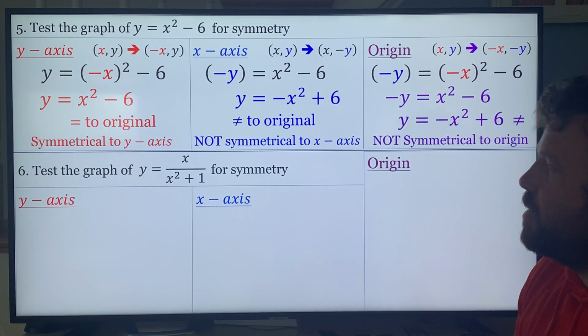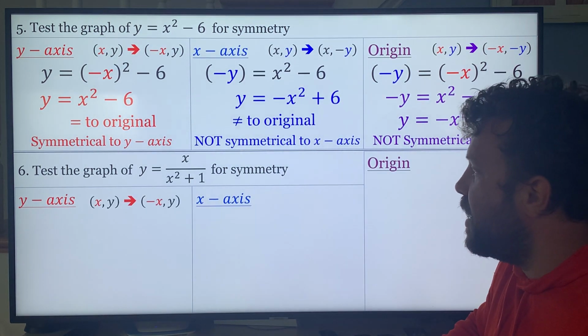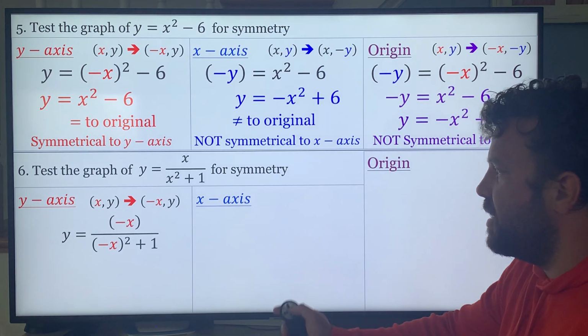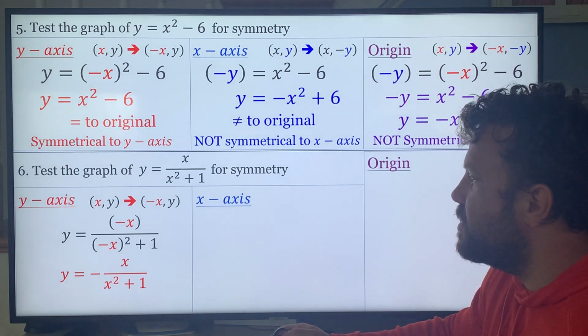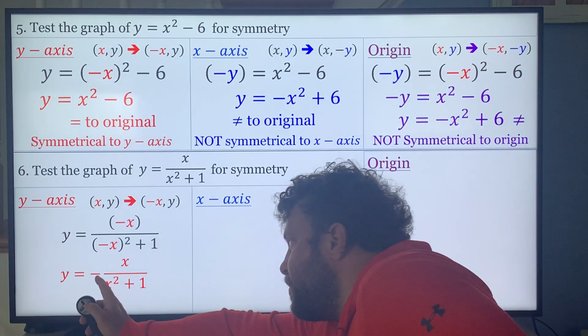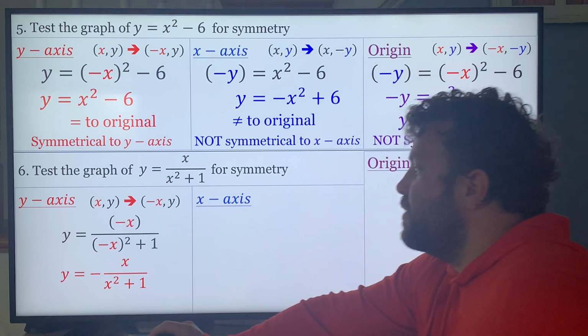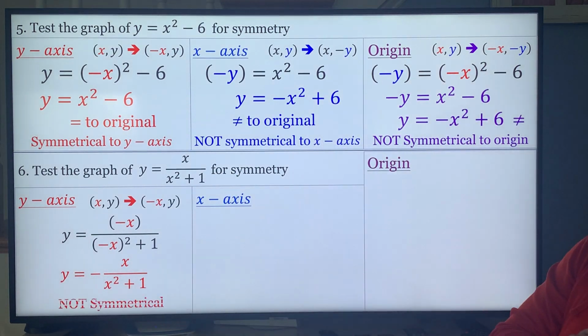All right, number 6. Good, you're done with it. Let's see. When you replace the y-axis, x goes to a negative x. So you got negative x over negative x squared plus 1. Y equals x over x squared plus 1. And I just made this whole thing out front negative. If you want to make the numerator negative instead, that's fine. Obviously, though, you have too many negatives down below. Not symmetrical.